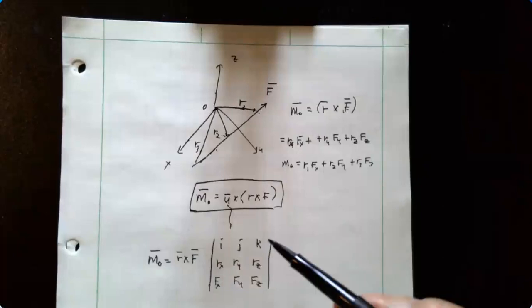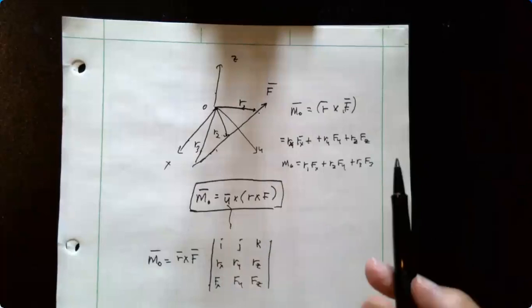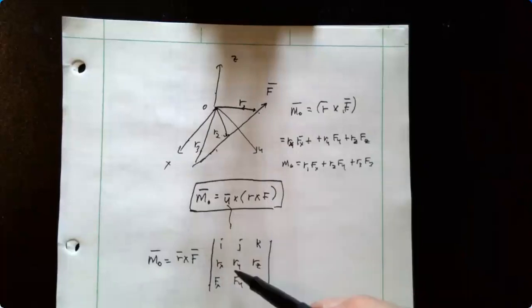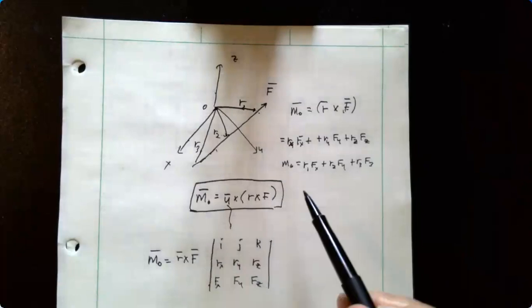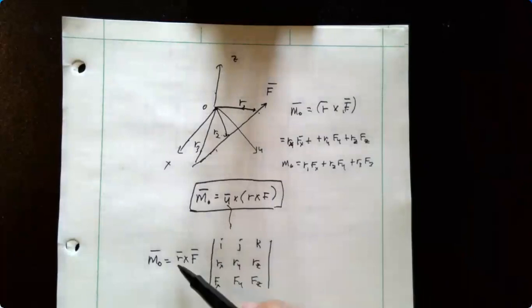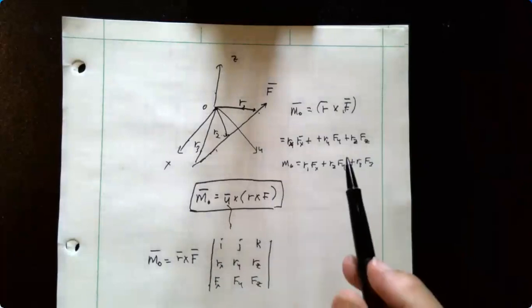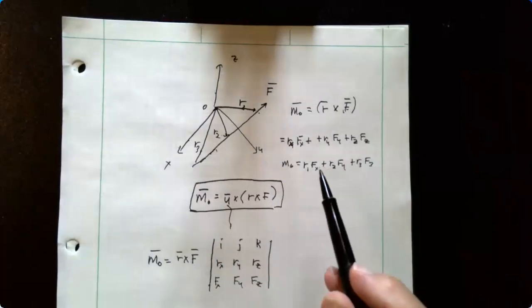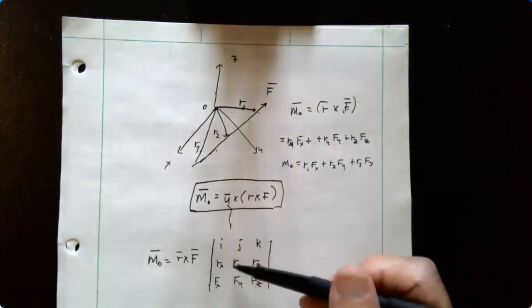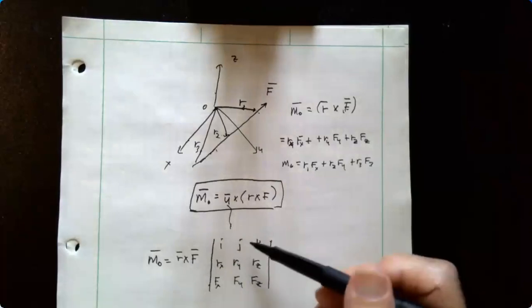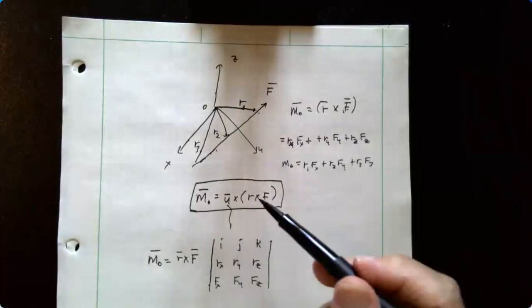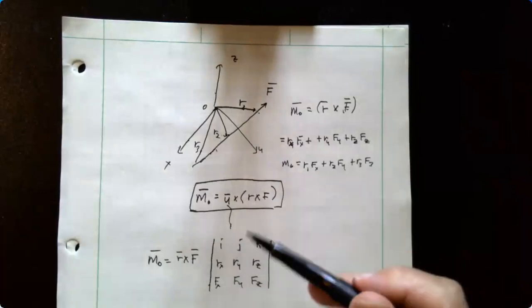Okay. The IJK represents the three-dimensional system that you're looking at. R sub x, R sub y, R sub z is this R bar. And f sub x, f sub y, f sub z is the scalar for our force vector. And these are the scalar components for our position vector R. You can enter this in your calculator, or you can do this manually. And I'll do all my examples manually.